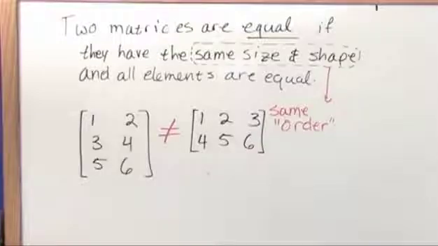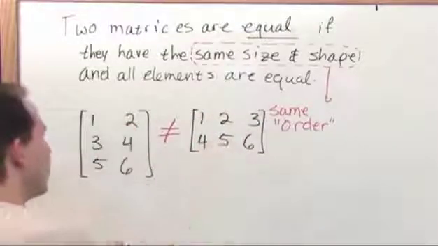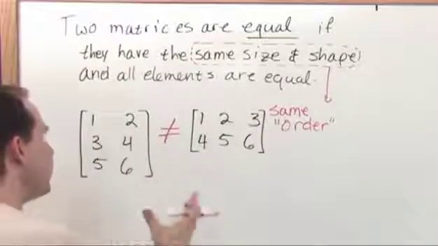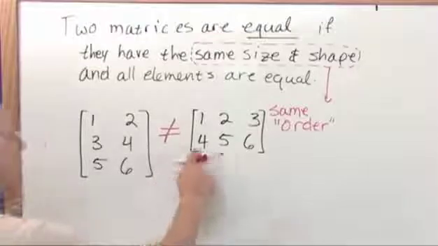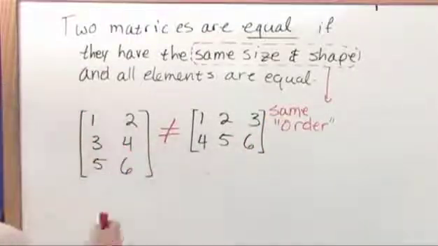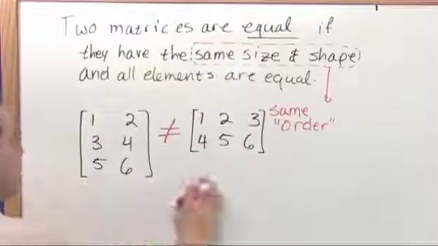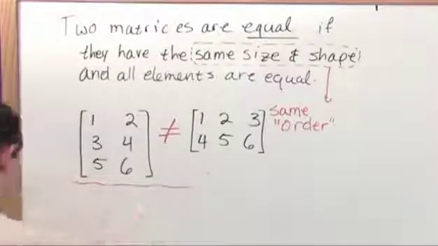They just aren't. It doesn't matter if they match exactly element for element. You can go across reading them. If they don't look the same, if they don't have the same size and shape, they're not equal. They have to look exactly the same. This one has 2 rows and 3 columns. Obviously, that's different than the 3 rows and 2 columns from before. So those are not equal, because they have a different shape, basically. Okay? So let's look at another example.